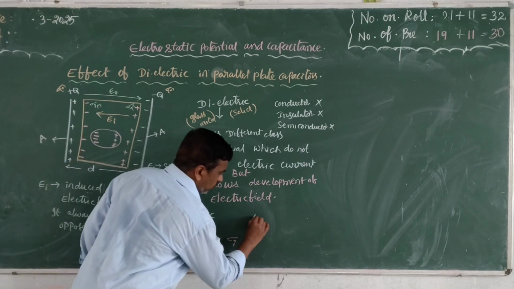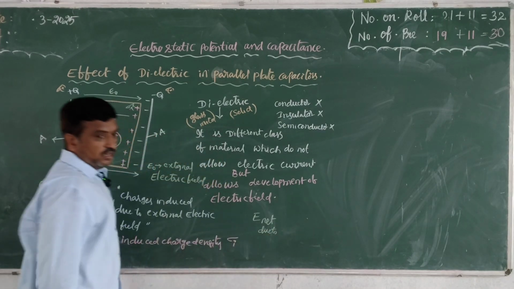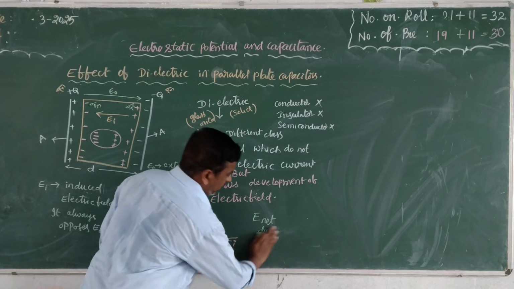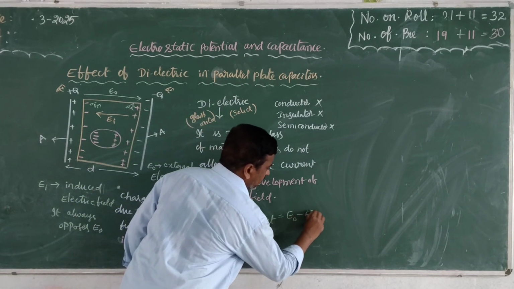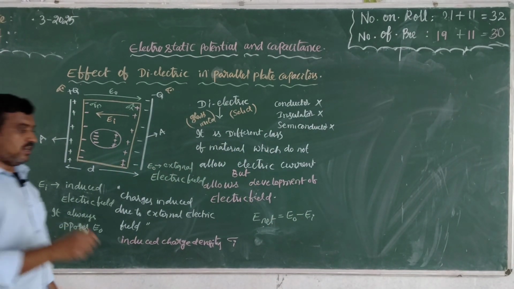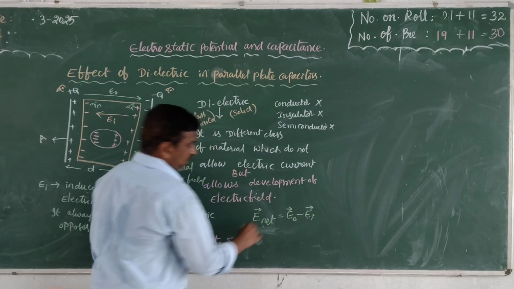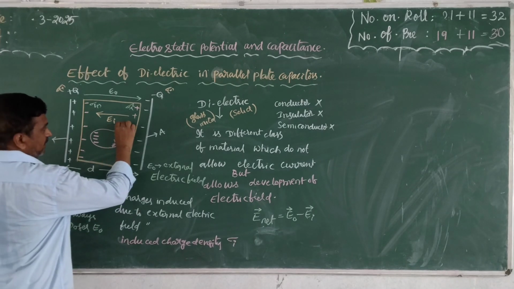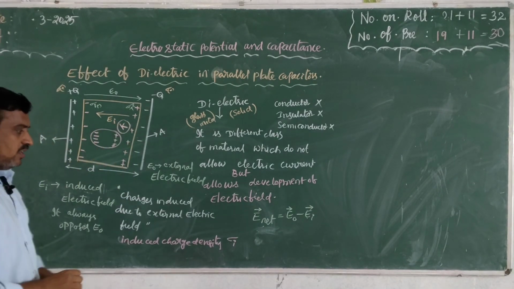What is the net electric field? E net, due to the external electric field. We can write E net equal to E naught minus EI. E naught means external electric field, EI means induced electric field. This dielectric has a dielectric constant, K. Here K means dielectric constant.